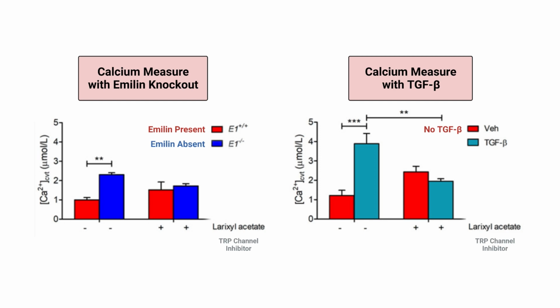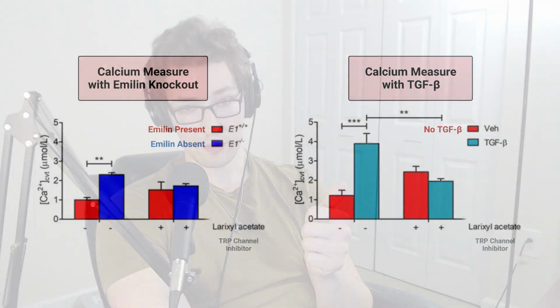So this essentially says that calcium influx is mediated by these trip channels. Okay, so that's important as we go on. So calcium influx into the smooth muscle cell, which leads to increased contraction, which leads to greater myogenic tone, which leads to increases in blood pressure, is mediated by these trip channels. And TGF-beta increases the influx of calcium, and Emilin deficiency also increases the influx of calcium.